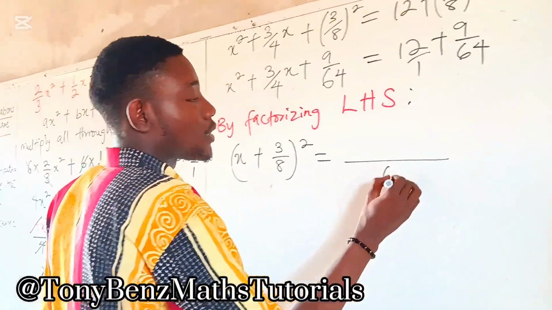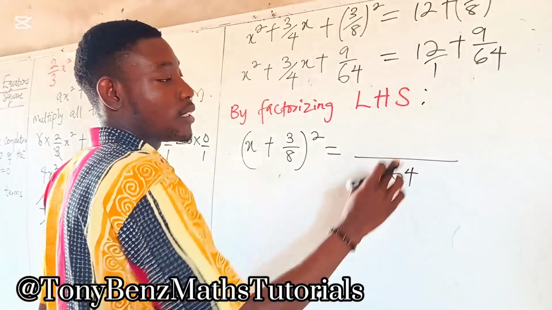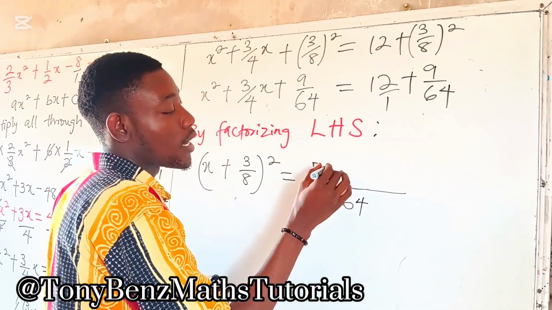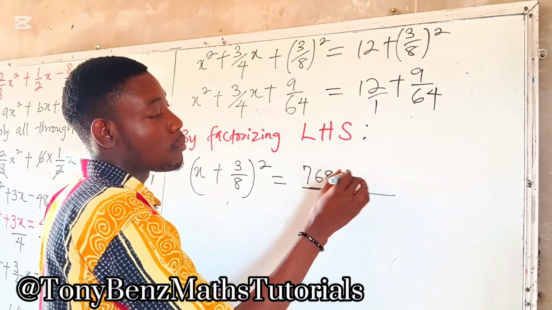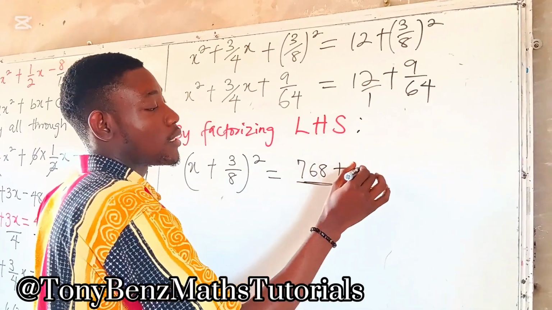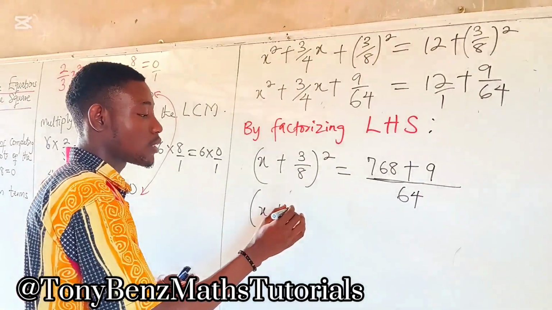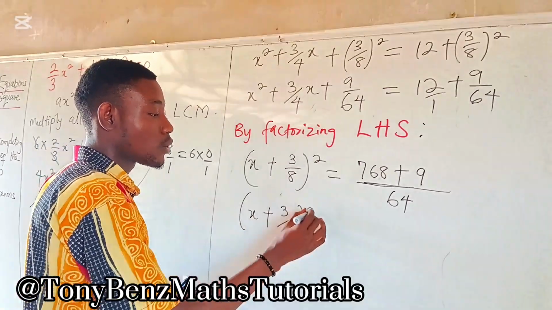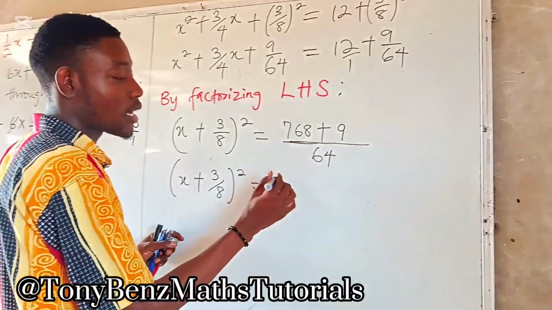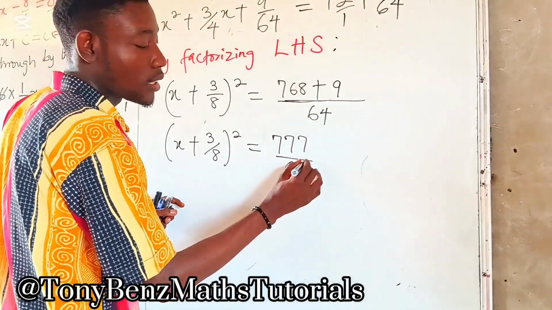The LCM of 1 and 64 is 64. 64 times 12, what do we have? 768, plus 64 over 64, 1 times 9 is 9. So what are we going to have? We have x plus 3 over 8 squared is equal to 768 plus 9, we have 777 over 64.